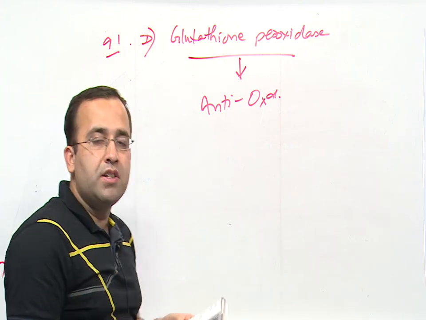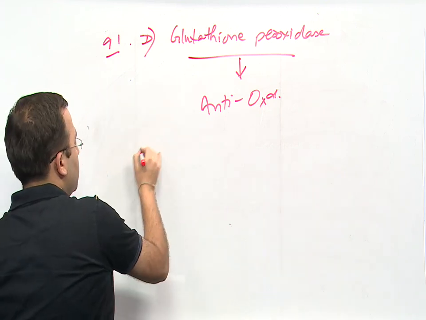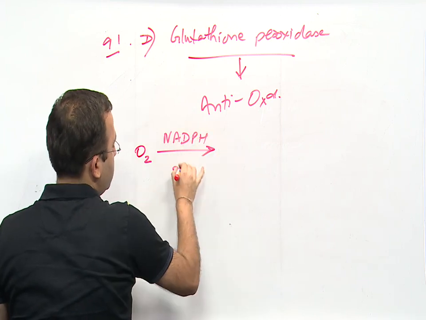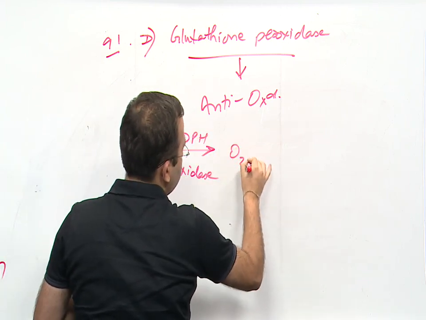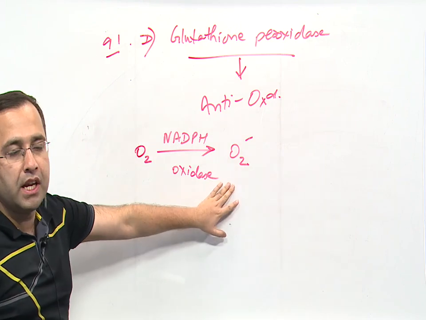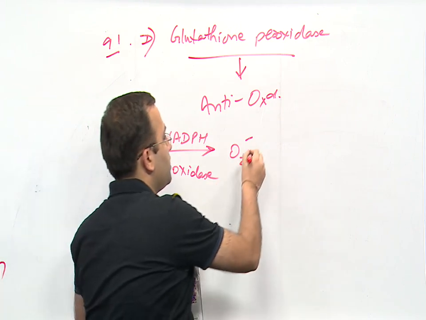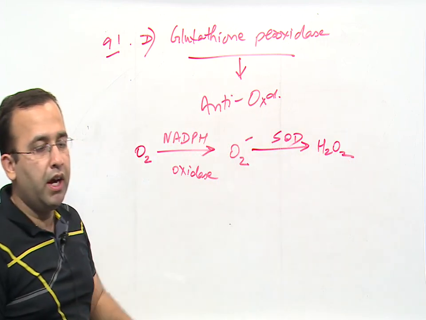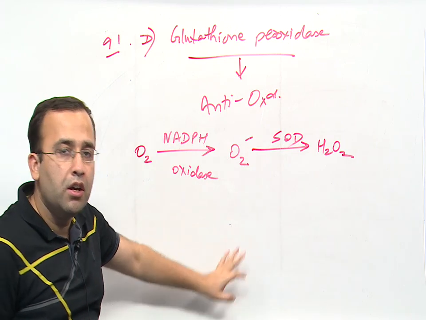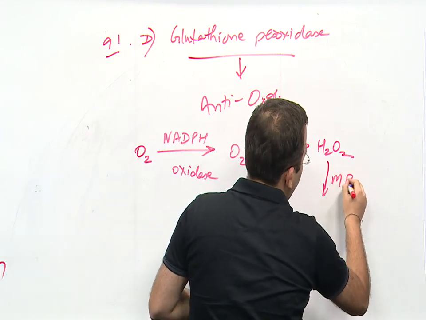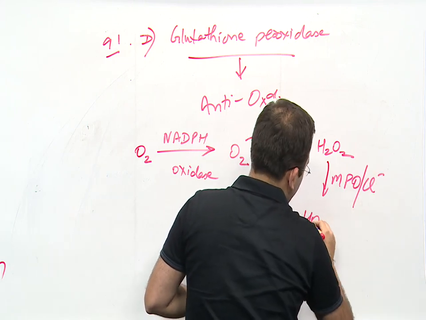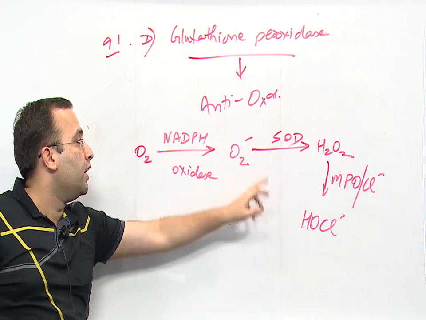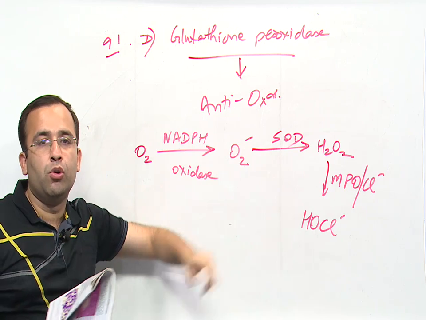In intracellular killing, superoxide dismutase is also an antioxidant, but oxygen is converted by NADPH oxidase to O2 minus, that is, superoxide anion. This superoxide anion is acted upon by superoxide dismutase to form H2O2, hydrogen peroxide, which in turn is acted upon by myeloperoxidase and chloride to form hypochlorous anion. This is the pathway of killing. So superoxide dismutase is playing a role.